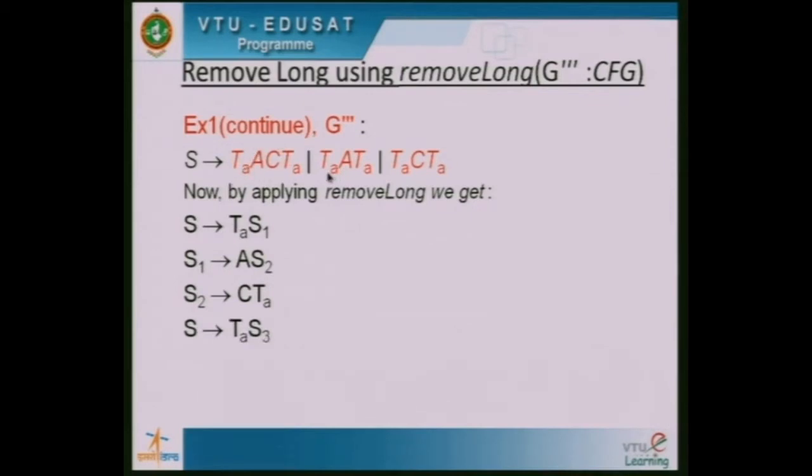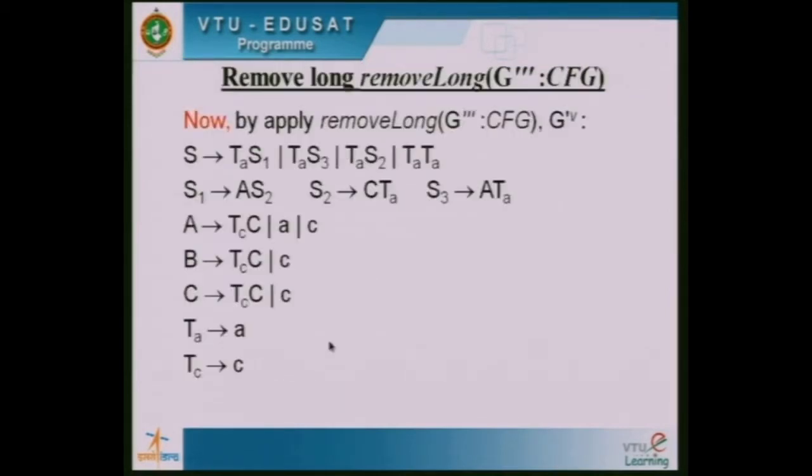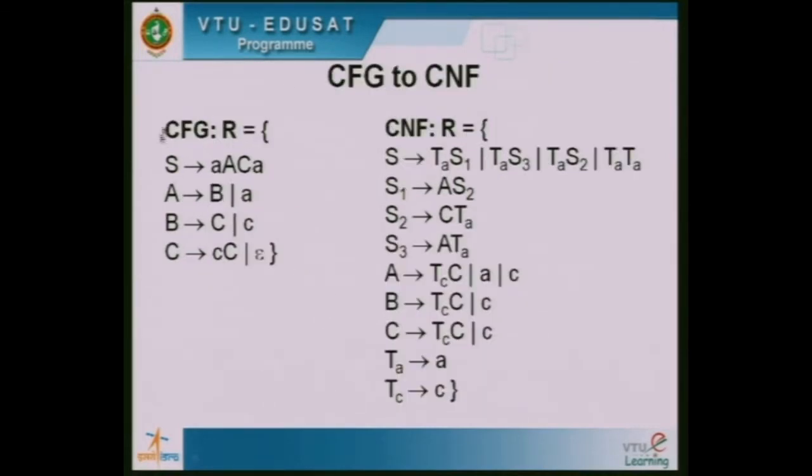Then coming to S tends to TA, a new variable S3, where S3 is A TA. Then S tends to TA, CTA, and CTA has already occurred here, that is S2. So we have TA S2. So in place of these three long rules, we have these 6 rules, and finally the grammar obtained has two non-terminals or a terminal symbol. So this is the final grammar obtained from the CFG.